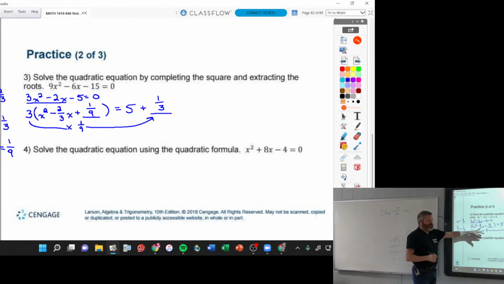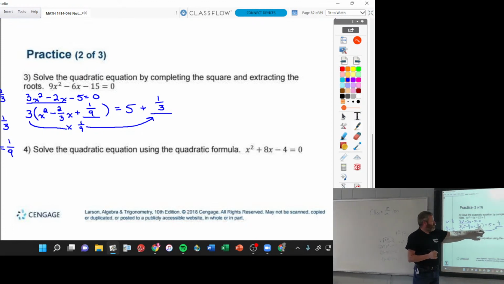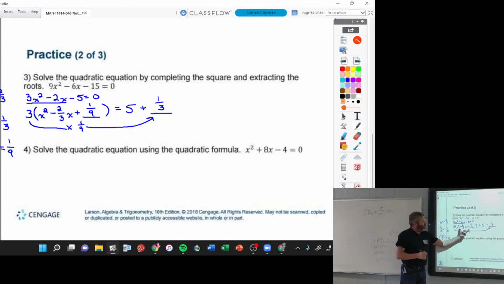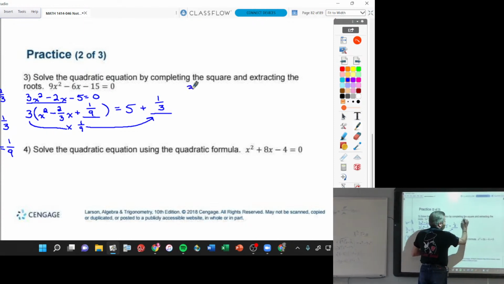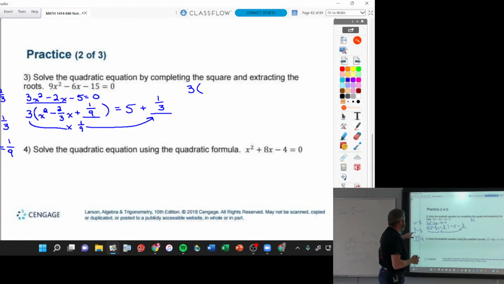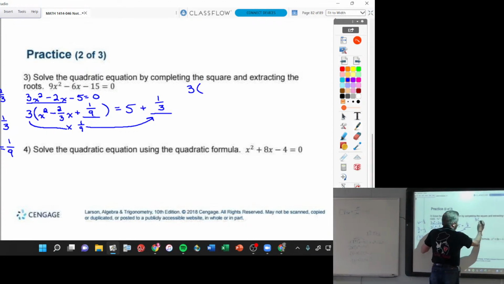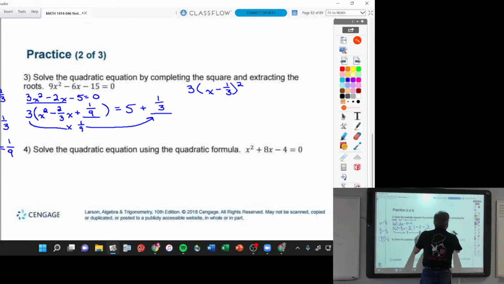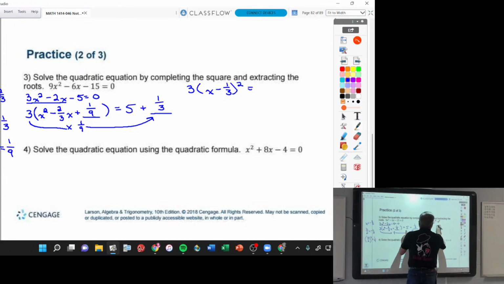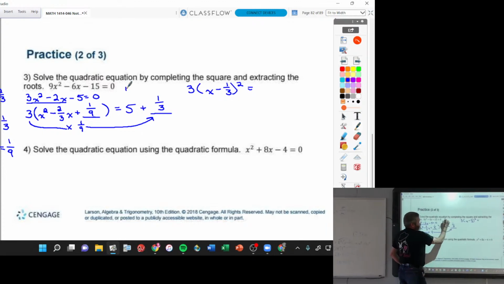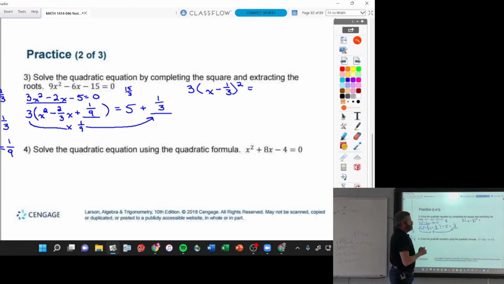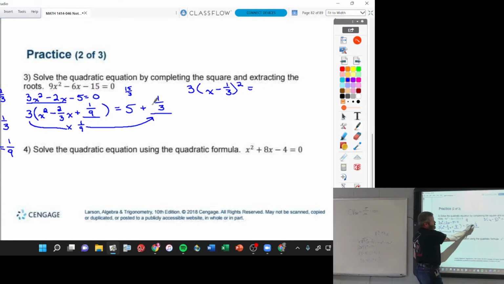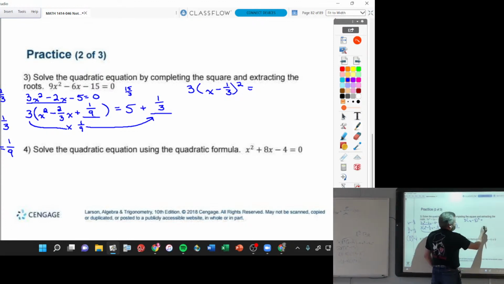Now, because I was very specific on adding 1/9, this ugly fractional quadratic will factor. Here's my 3. I'm keeping it. That quadratic will factor into (x minus 1/3) squared equals 5, which is the same thing as 15/3. 15 divided by 3 is 5. And 15/3 plus 1/3 would be 16/3.